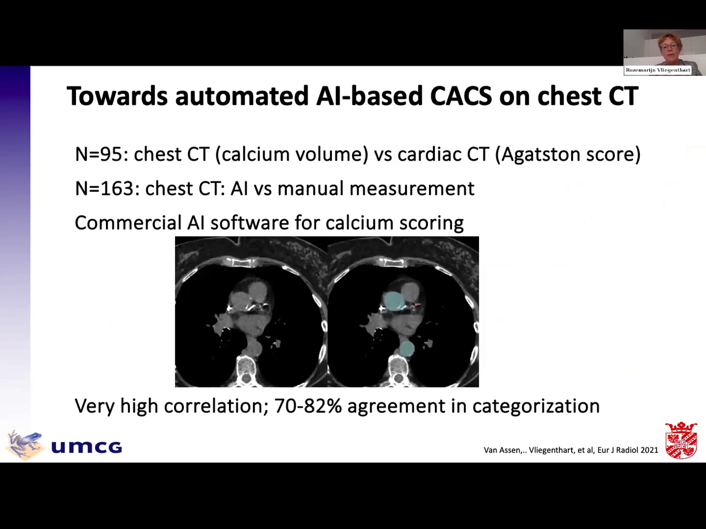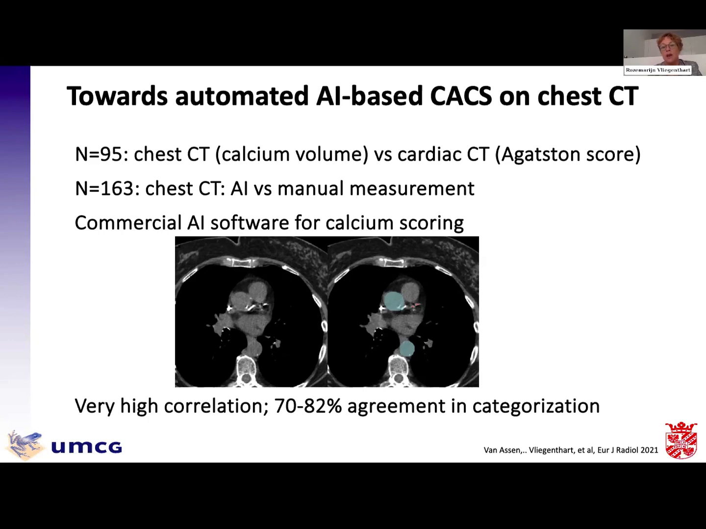So how can we in the future still implement this kind of calcium scoring in chest CT? First of all, I think it's important to realize that those that do have moderate or severe calcium and a high calcium score, you're pretty sure that they also have a high calcium score if we would do a cardiac CT scan. So this is a good finding to report so that people can start statins.